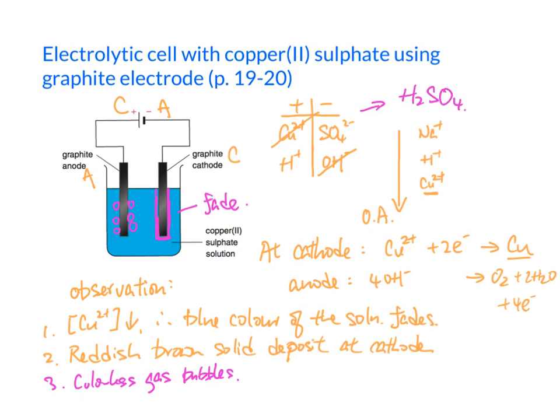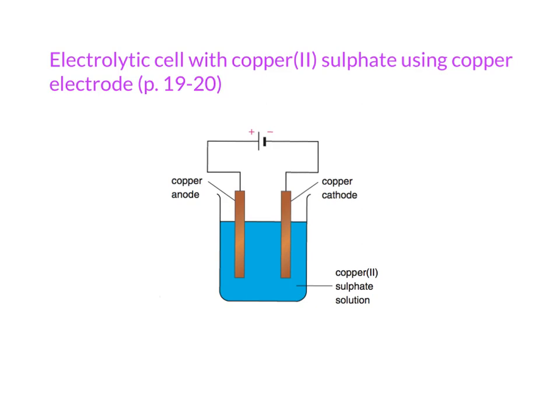After a while the copper(II) sulphate will become sulphuric acid. So this one is about using graphite as the electrode. Second one, we come to the focus of this video.